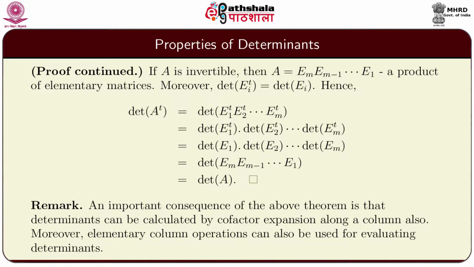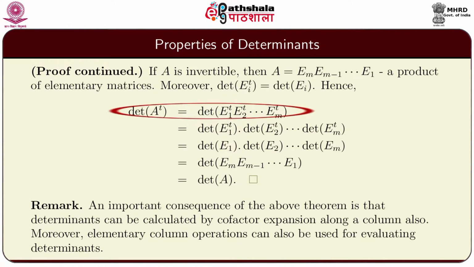Now assume that A is invertible. Once again you see that the elementary matrices are being used. So A can be written as a product of elementary matrices given by E_m, E_(m-1) and so on up to E_1, and determinant of E_i transpose is determinant of E_i for the elementary matrices.